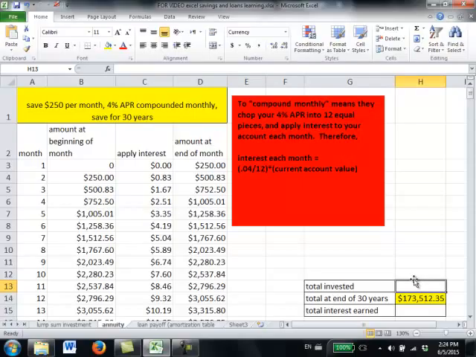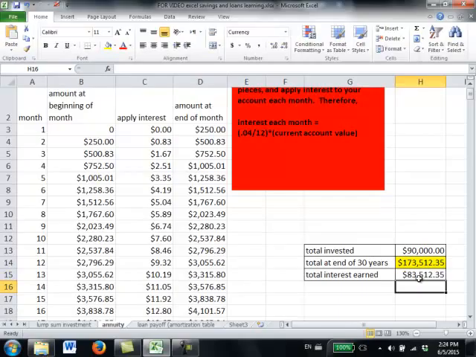So I was investing $250 a month times 360 months worth of investing. So I actually invested $90,000. So all that extra money I got came from interest. I put $90,000 in, but at the end of the 30 years, I had $173,512. So the interest I get would equal the amount I had at the end minus the total amount I invested. I gained $83,512.35 in interest. So I almost gained as much interest as the amount I actually invested.